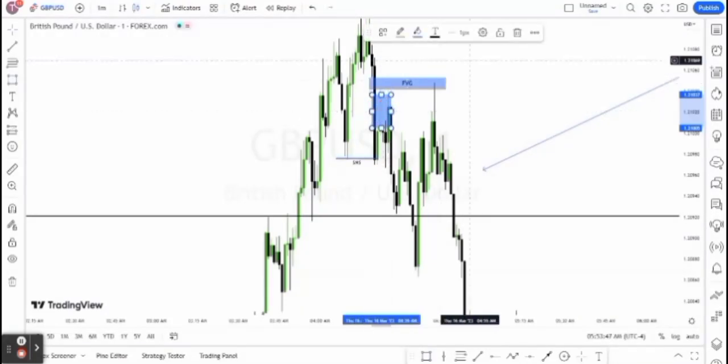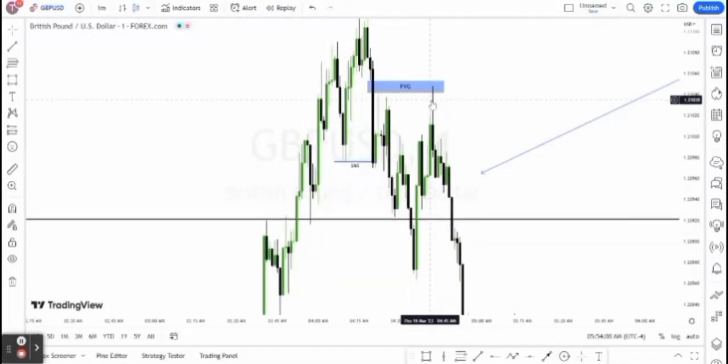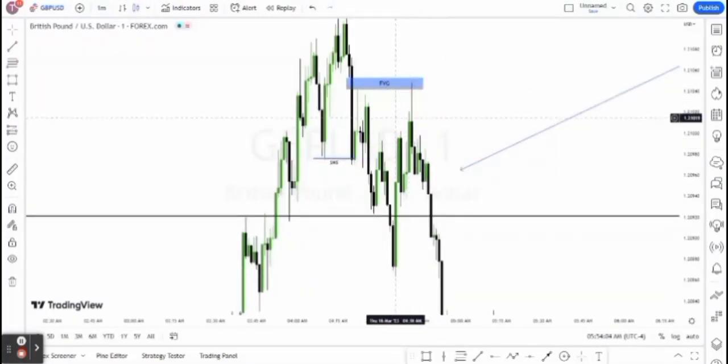Okay, I took an entry there, but there's a lot of candles there, so there's not much space to draw that line there. Now you can also see another fair value gap here. This is where I took another entry when the market was retracing back. I took another entry here too, and that was how I caught the trade on GBP USD today, this morning, during the London session, the 16th of March.